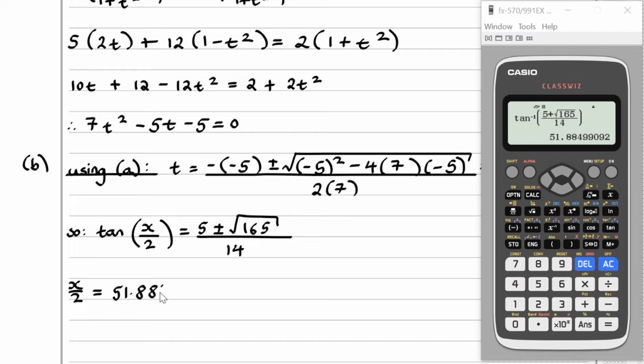Now, does it make sense for us to add on 180? No, it doesn't, because you'll notice we'd have to multiply both sides by 2 to find x, and that will make x bigger than 180 once we multiply this by 2. So we can't do anything with that. So let's change this to a minus. We end up with a value of minus 29.265, etc.